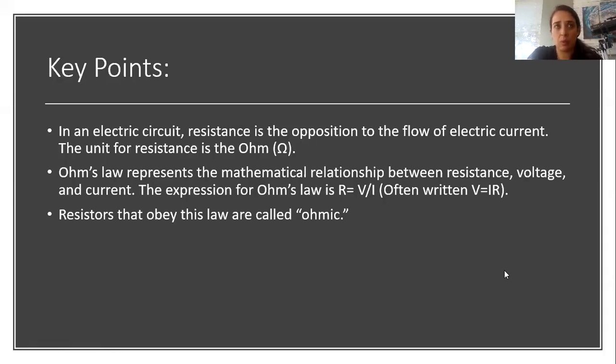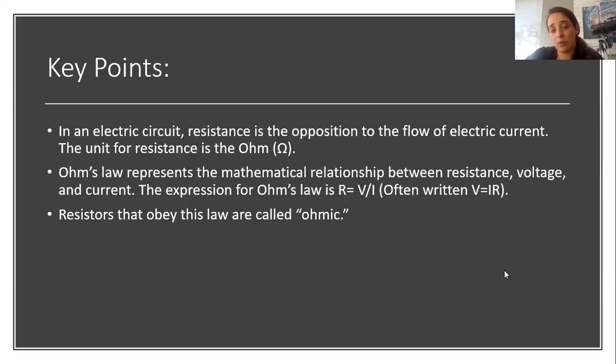So resistance opposes the flow of electric current. There are times in which we want the electrical current to slow down, quote unquote, and that's the function of a resistor. And they're measured in ohms, named after a German physicist whose last name was Ohm. And then Ohm's law: Ohm, this German physicist, was the one who understood the relationship between these three quantities, so the law was named after him. Ohm's law represents the mathematical relationship between resistance, voltage, and current.